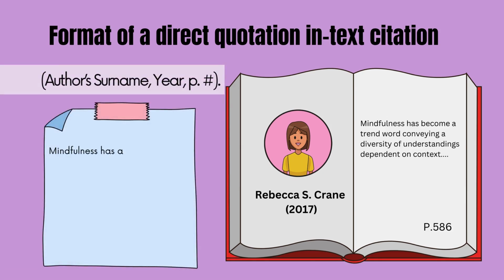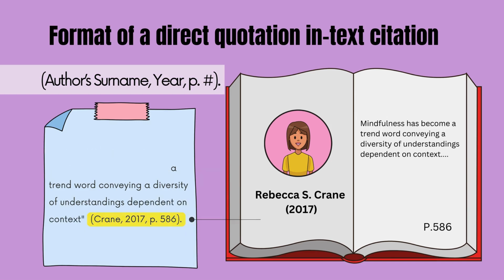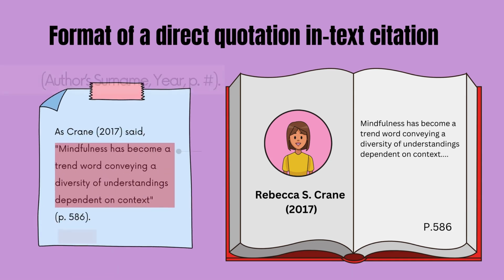For example, if you're quoting a passage from page 586 of a journal article written by Crane in 2017, your in-text citation would look like this. You may also introduce the quote with a signal phrase, such as Crane said. Remember to put the quote into double quotation marks.